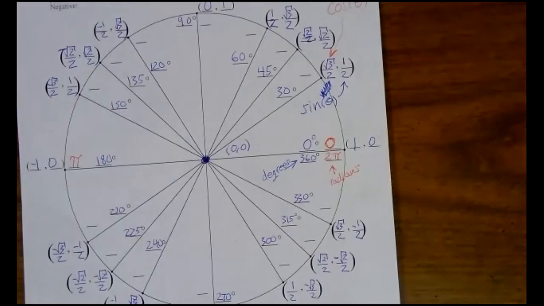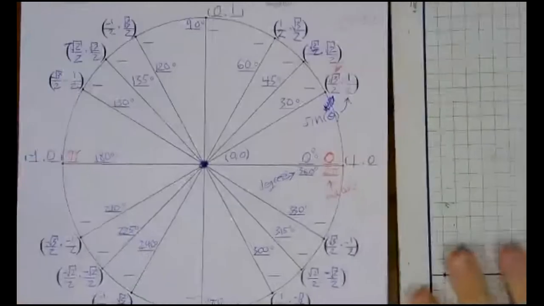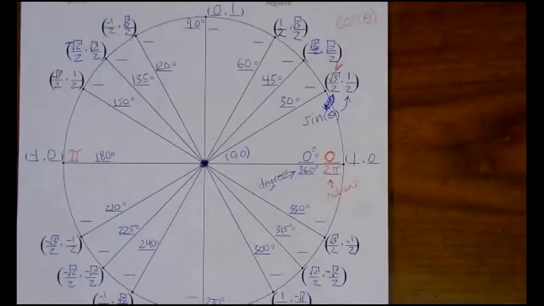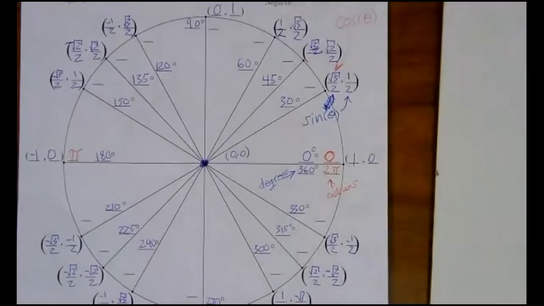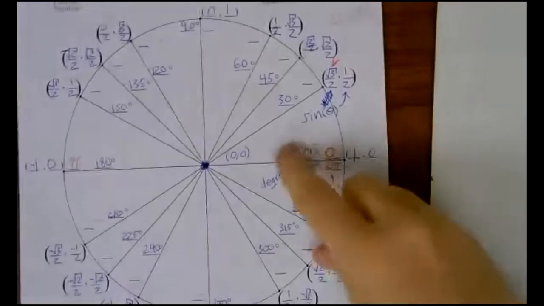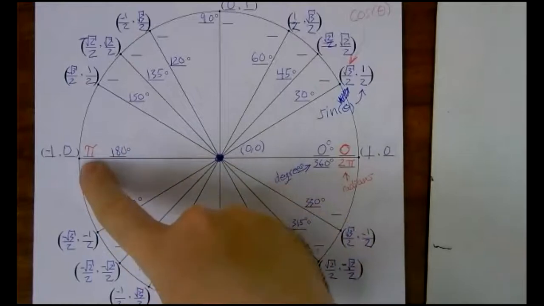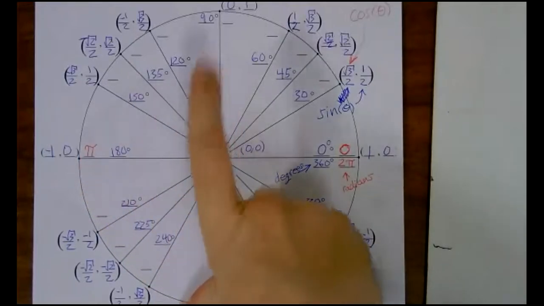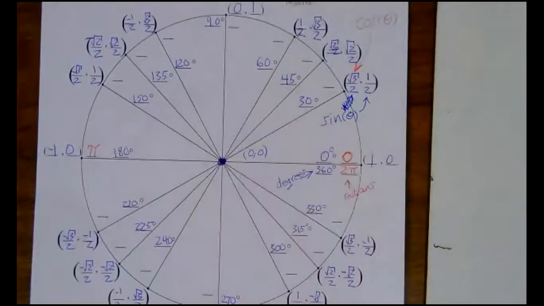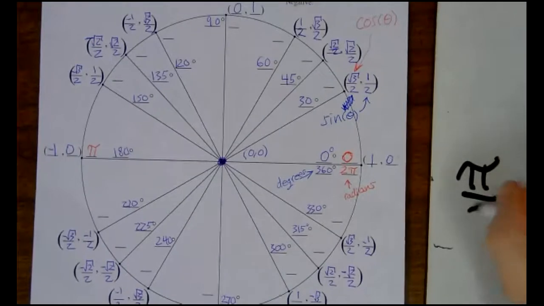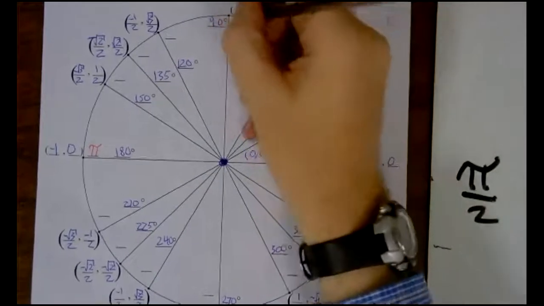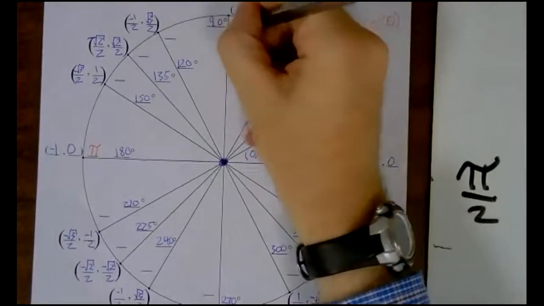All right. So let's start by figuring out the cardinal directions. Up, down, left, right. Okay, well, we already got right and left. So the angle here, half of pi, well, what is half of pi? Well, easy enough. Half of pi is pi over 2. So this angle here is pi over 2.